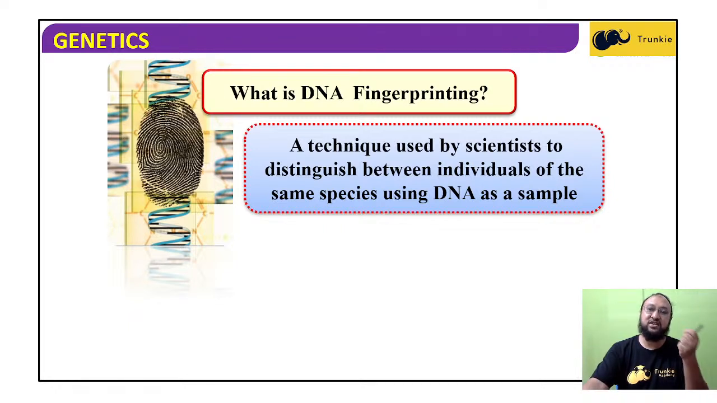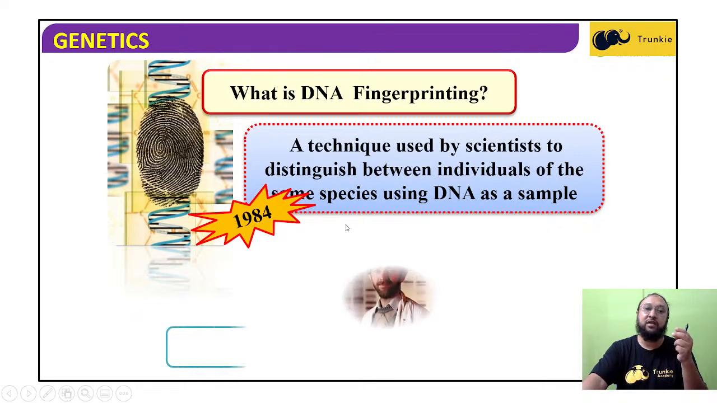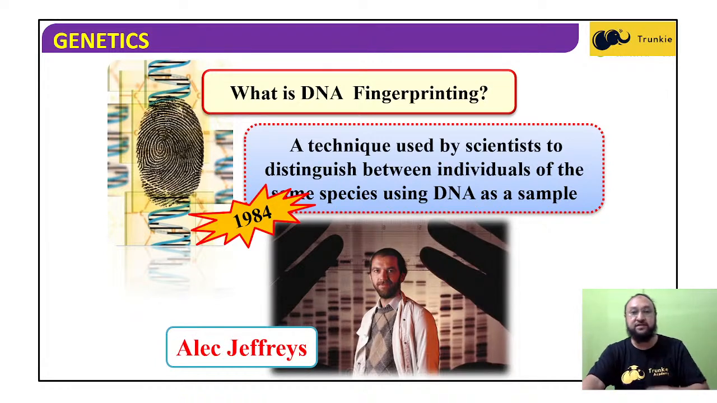By using DNA as a sample, by studying the tandem repeats, the DNA base repetition, this is used to distinguish between two individuals. In 1984, Alec Jeffreys from England was the scientist who discovered this technique of DNA fingerprinting.